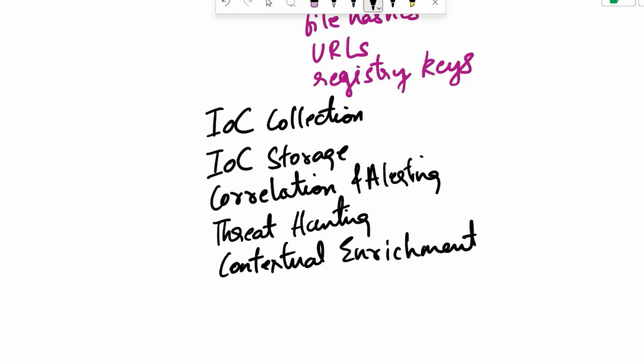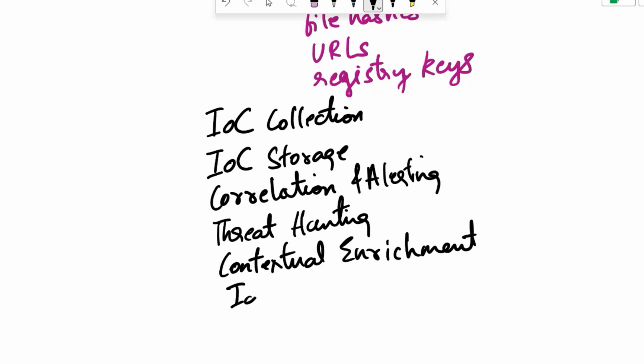SIMs can enrich IOC related alerts by providing contextual information. This includes details about the affected system, user, time of occurrence, associated events, and so on. This context helps analysts assess the severity and potential impact of the IOC.